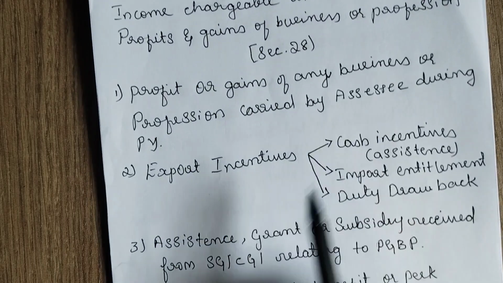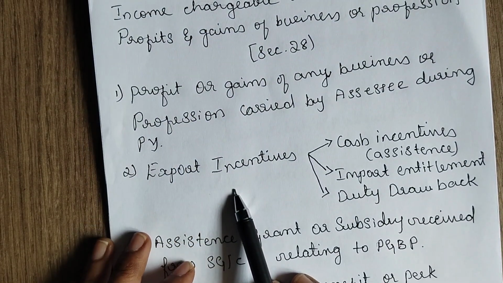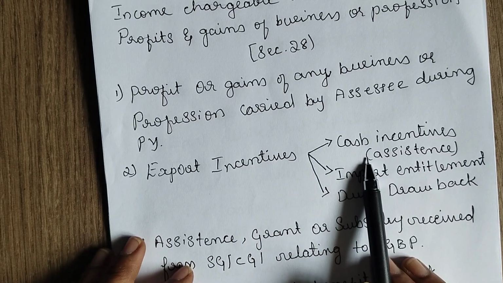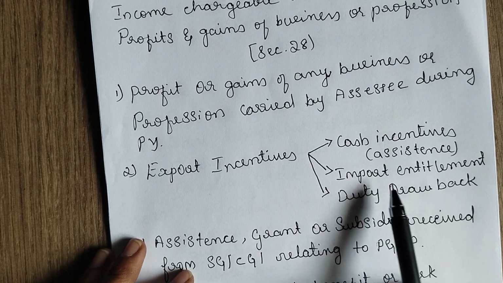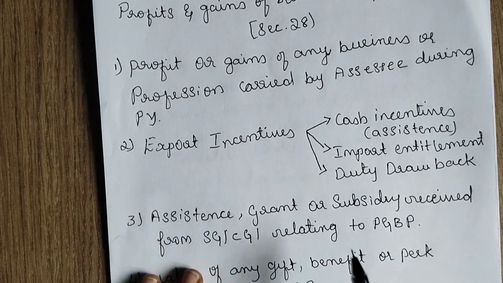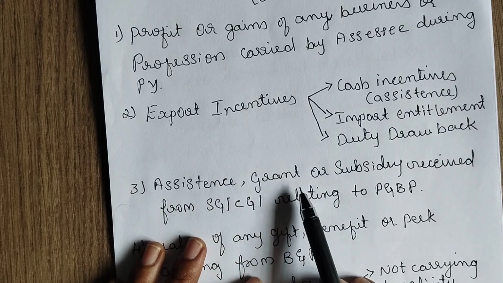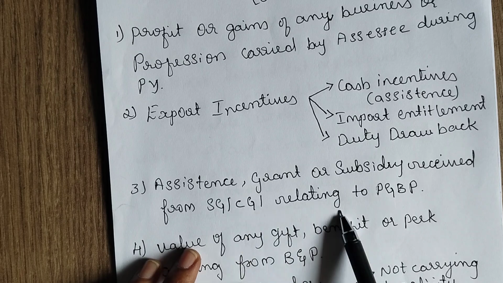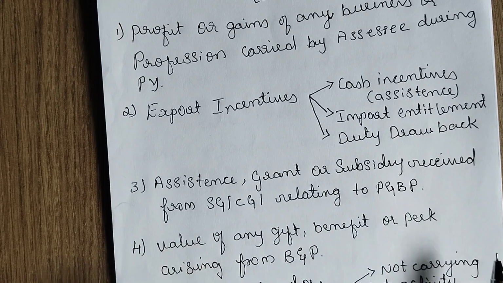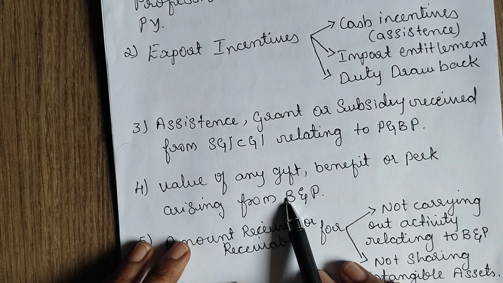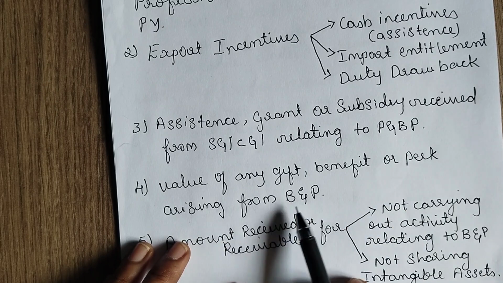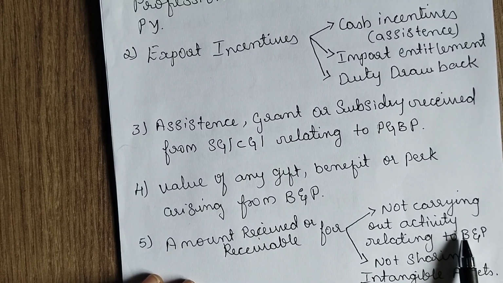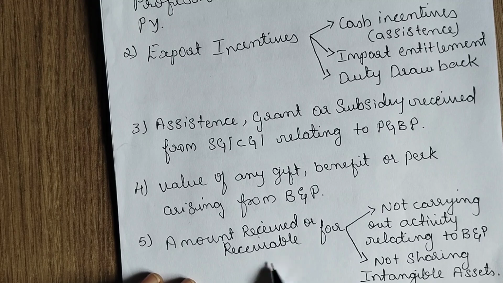So it should be earned by the assessee, and it includes export incentive. Export incentive is if they paid any cash incentive, then import entitlement, duty drawback. This will be considered. And any assistance, grant, or subsidy received from the state government or central government related to business or profession will be considered. Value of any gift, benefit, or perk arising from business or profession will be considered as income chargeable under the head. Amount received or receivable.